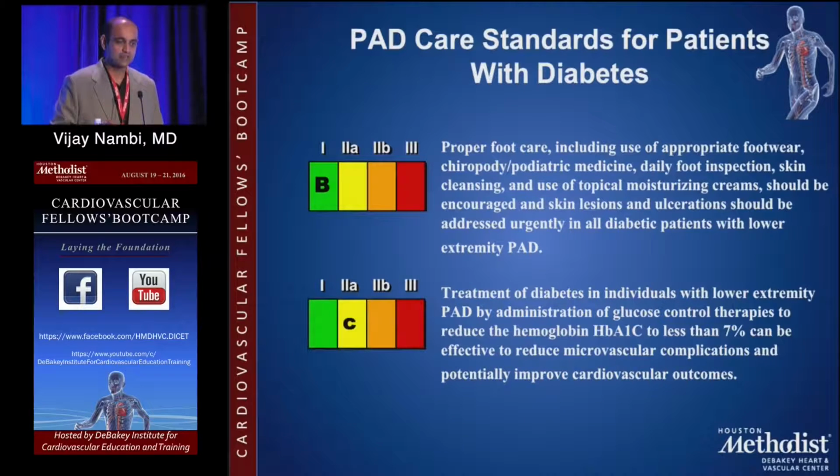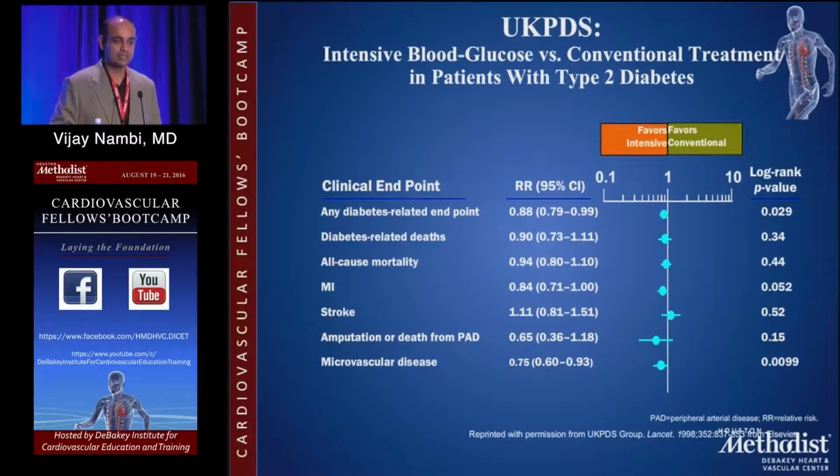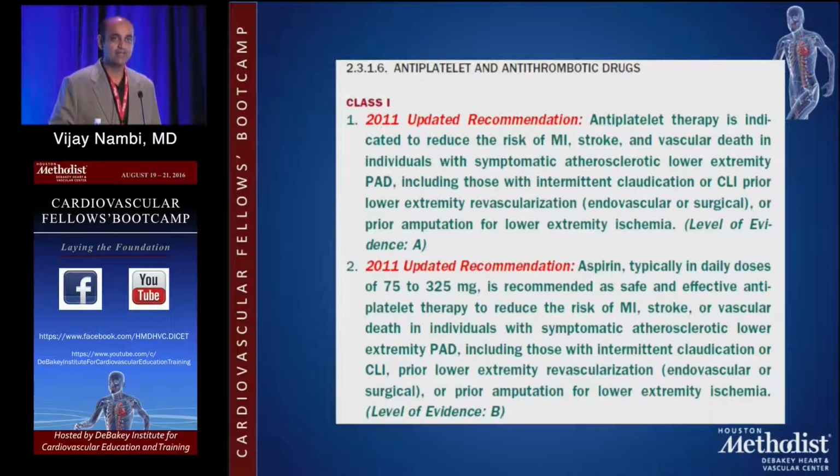Now, as far as diabetes care goes, proper foot care, you know about it. There's no specific hemoglobin A1C goal. Less than 7 is great; 7 to 9 is reasonable. This is the data showing the improvement from it. As far as antiplatelet, I'm rushing through this because I'm running out of time.